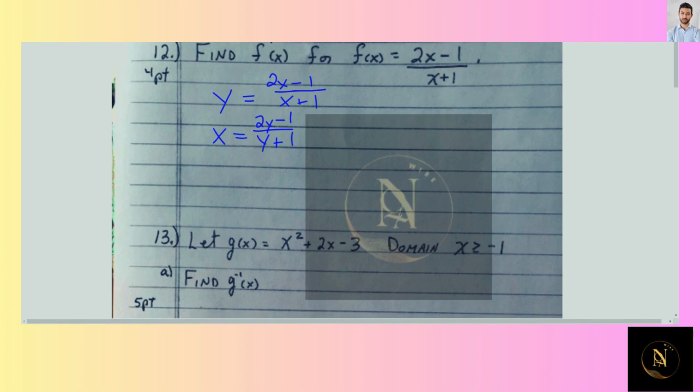One way to do this is to cross multiply the y plus 1, so you have x times (y plus 1), and that's then equal to 2y minus 1. And then you can distribute the x to get xy plus x equals 2y minus 1.